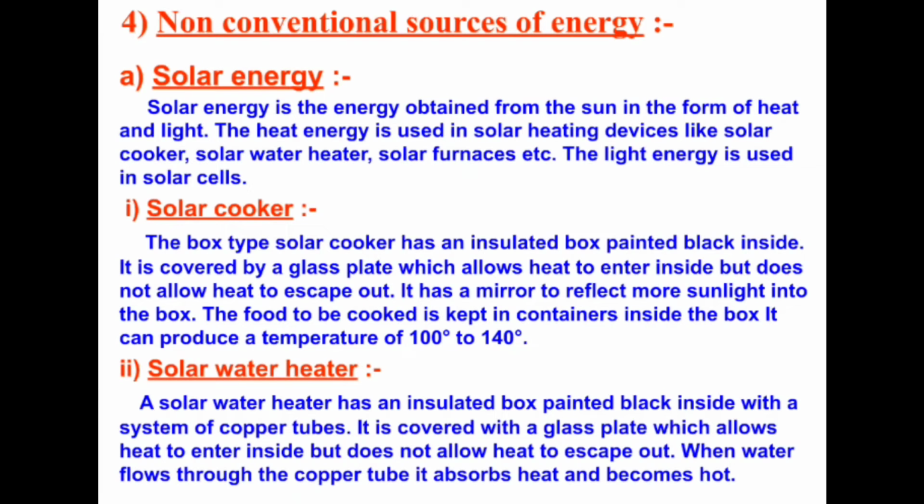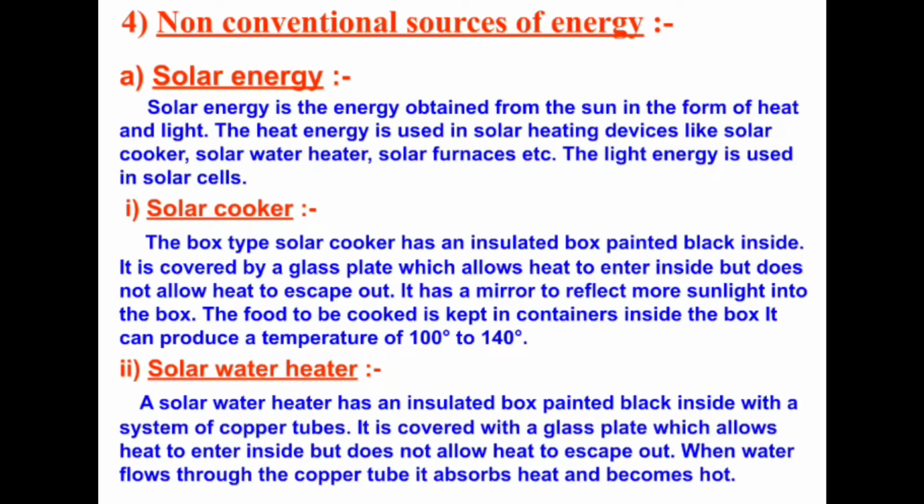Non-conventional sources of energy. Solar energy. Solar energy is the energy obtained from the sun in the form of heat and light. The heat energy is used in solar heating devices like solar cooker, solar water heater, solar furnaces, etc. The light energy is used in solar cells.